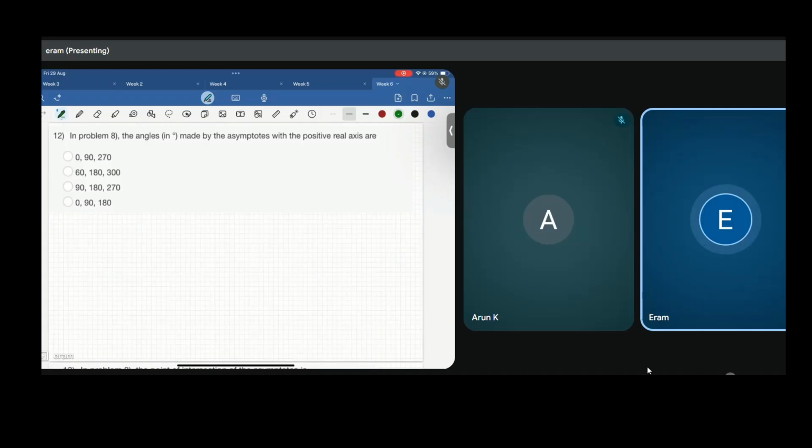What are the angles made by the asymptotes with the positive real axis? We have 3 asymptotes, and for each one we need to find out the angle it will make with the positive real axis.